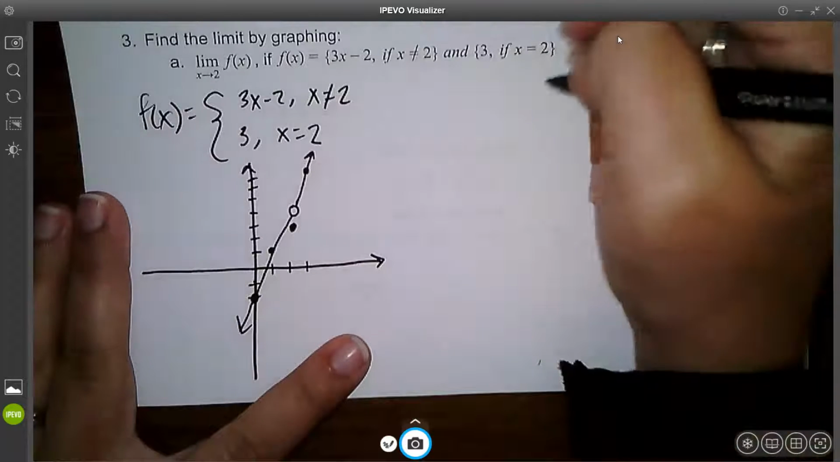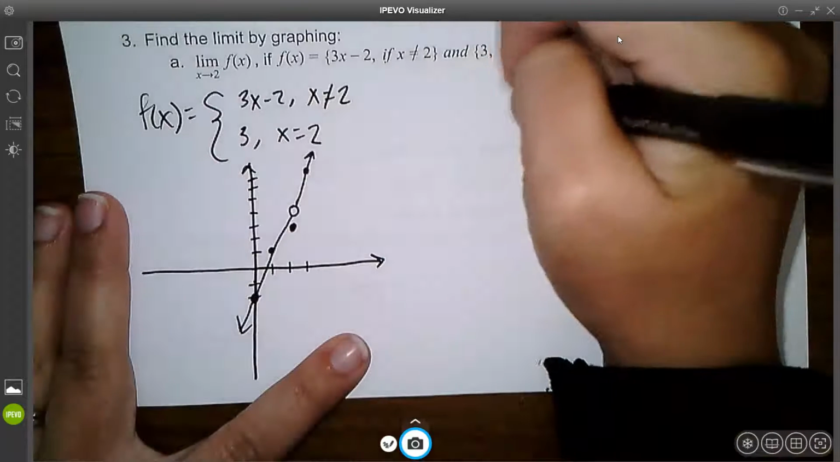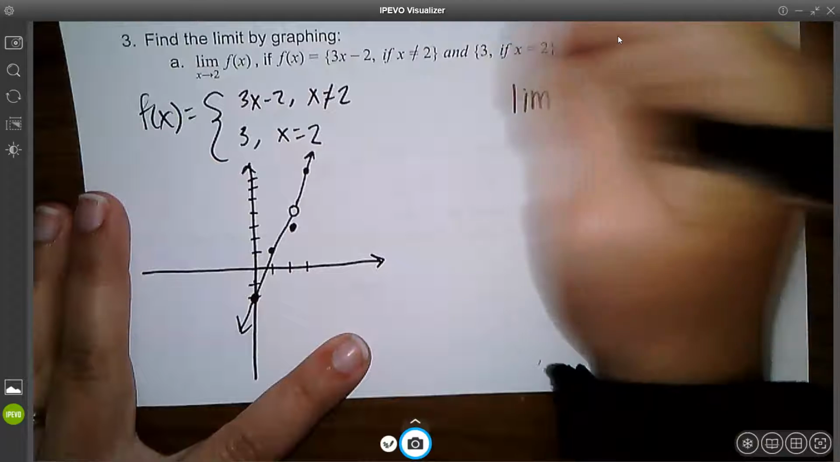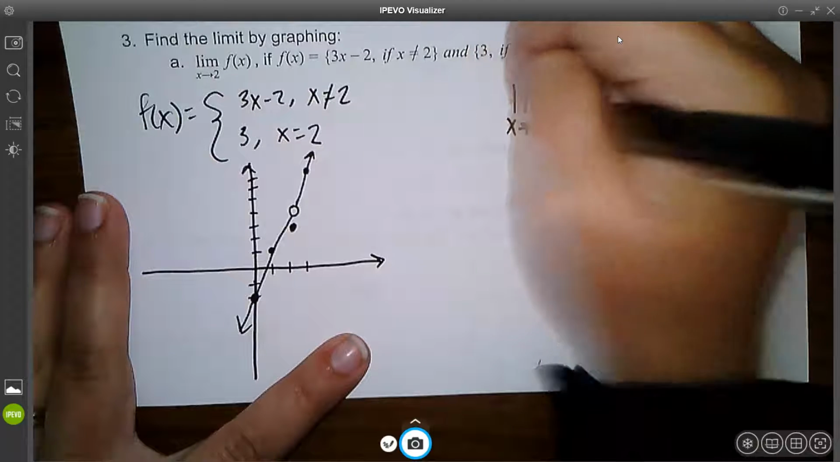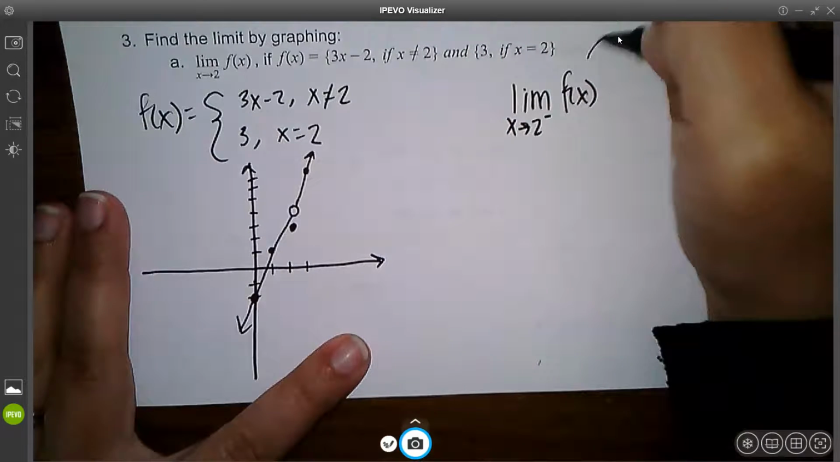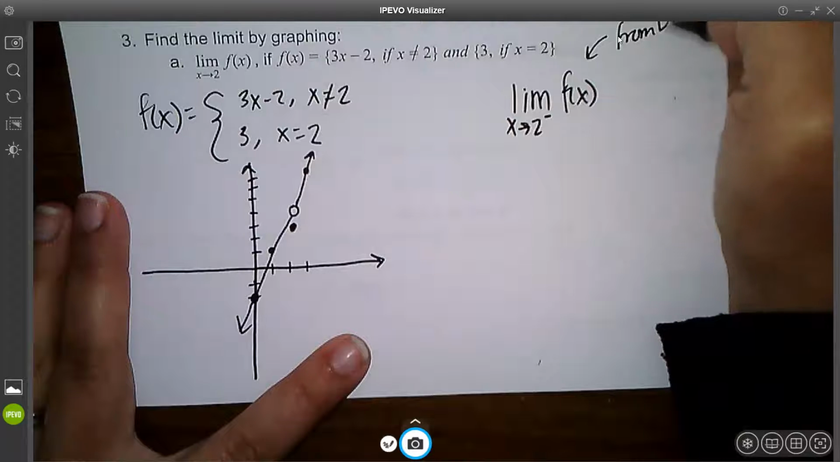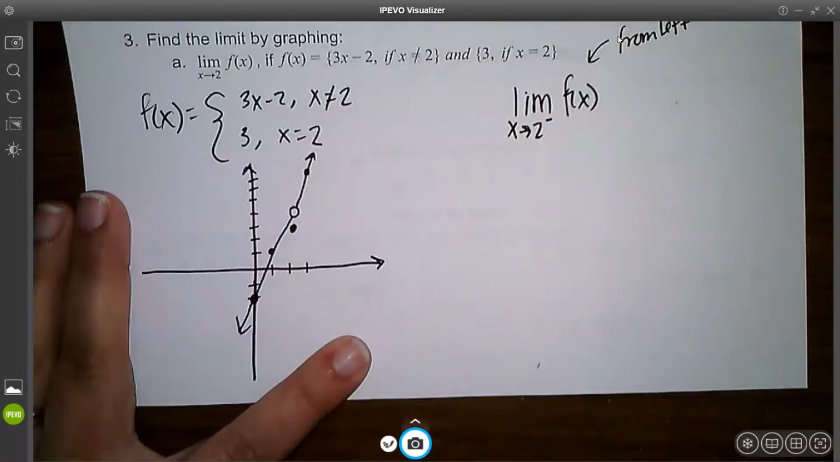So we're going to look at the limit of f of x as x goes to 2, but we're going to look at it from the left. That negative up front means from the left, or that negative like in the exponent.